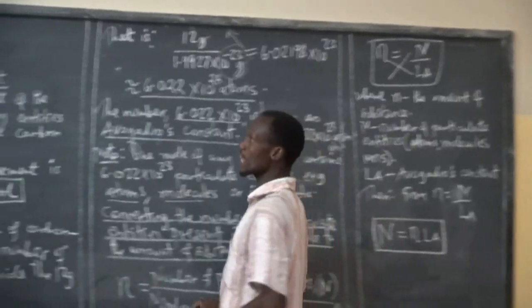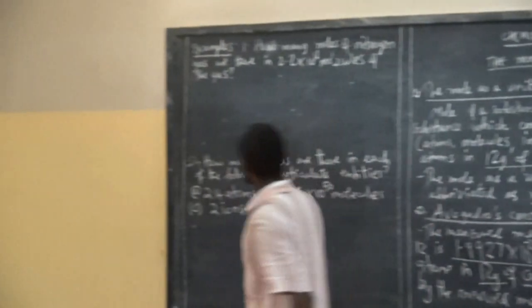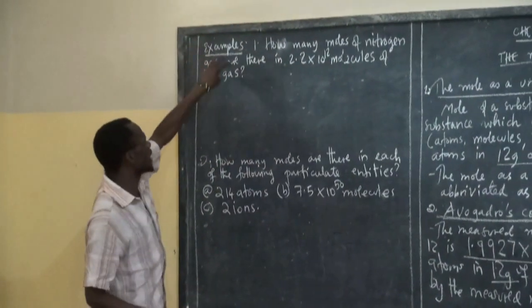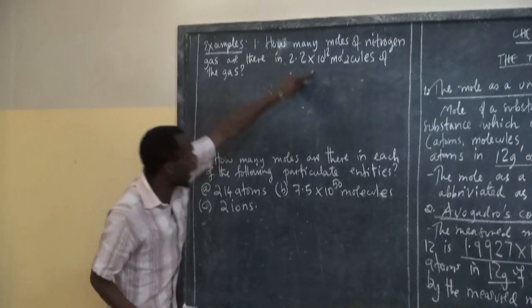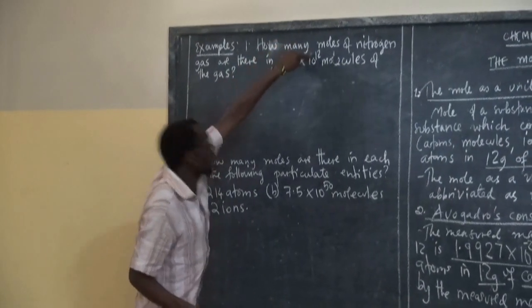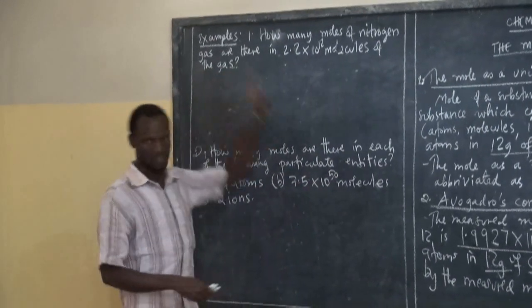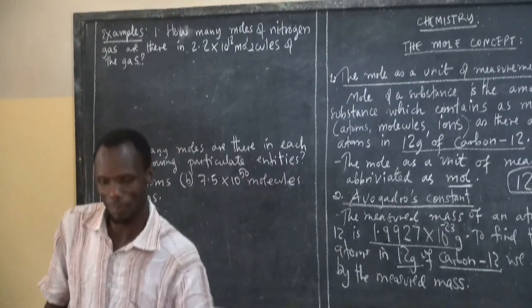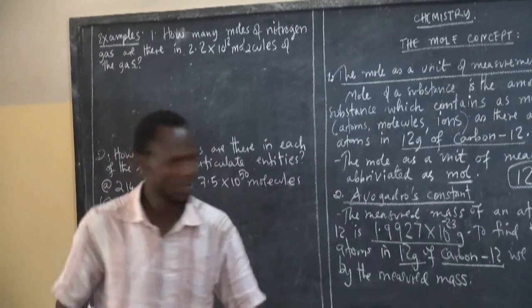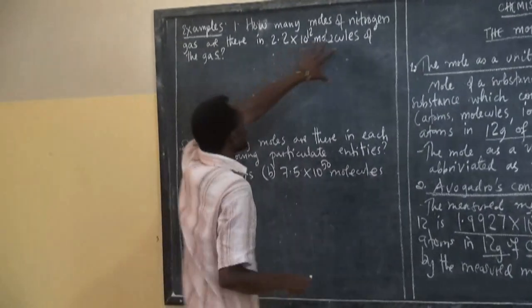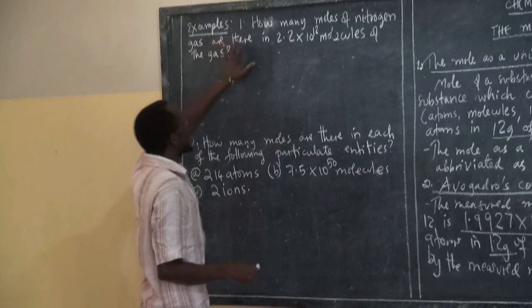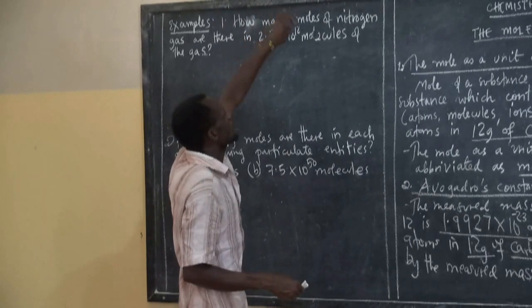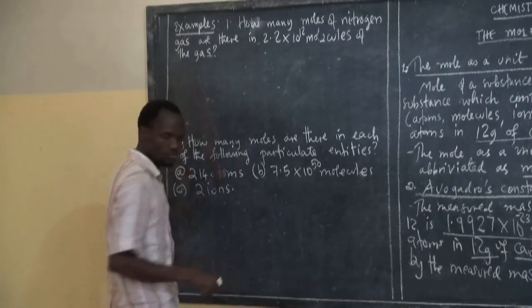Now let us see 2 examples here. Example number 1. How many moles of nitrogen gas are there in 2.2 times 10 power 12 molecules of the gas? Let us move the tractor. We are moving the tractor. The tractor somehow is so difficult to move, but we can start it. Now, how many moles of nitrogen gas are there in 2.2 times 10 power 12 molecules of the gas?